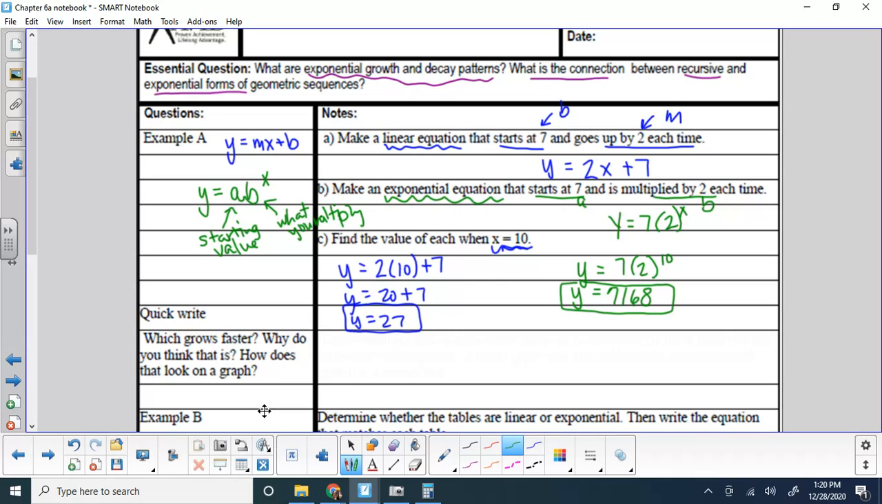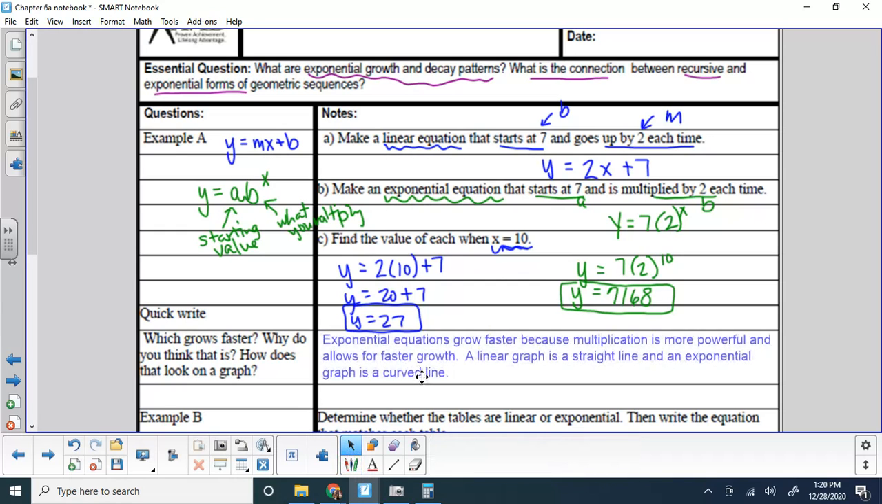So how does that look on the graph? Why do you think? So which one grows faster, linear or exponential? Why do you think that is? And how would the graphs look? When I wrote mine, I got exponential equations grow faster because multiplication is more powerful and allows for faster growth. A linear graph is a straight line, where an exponential graph will be a curved line.